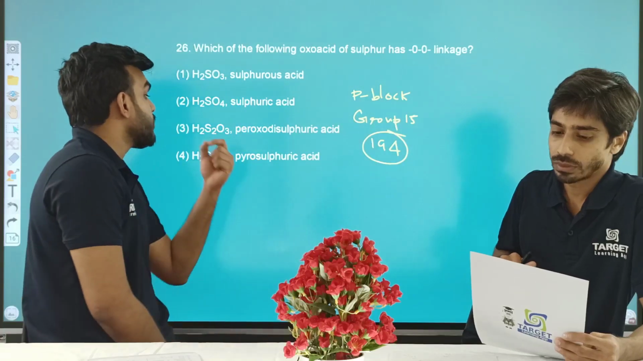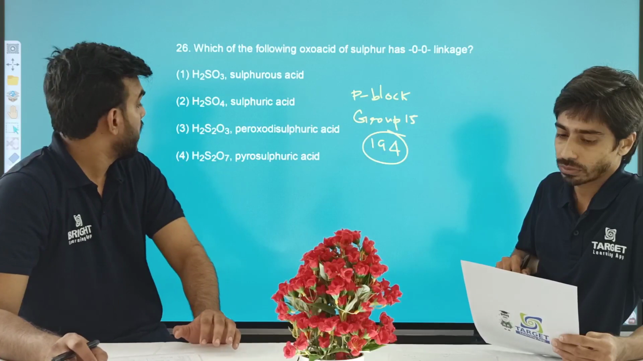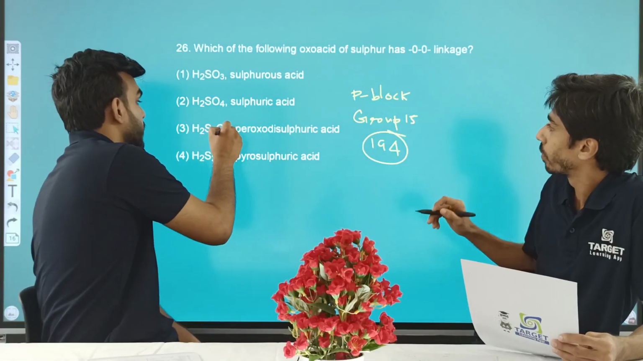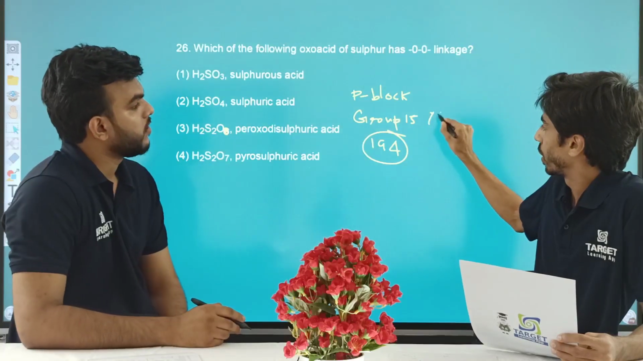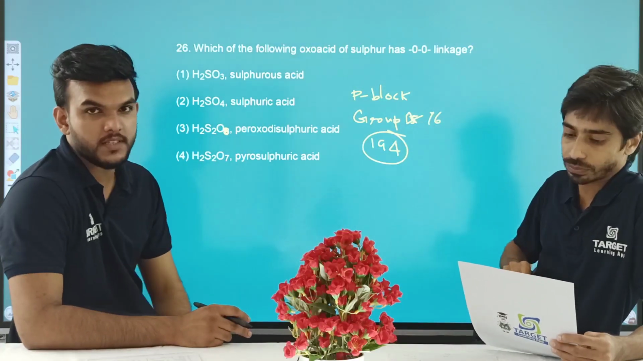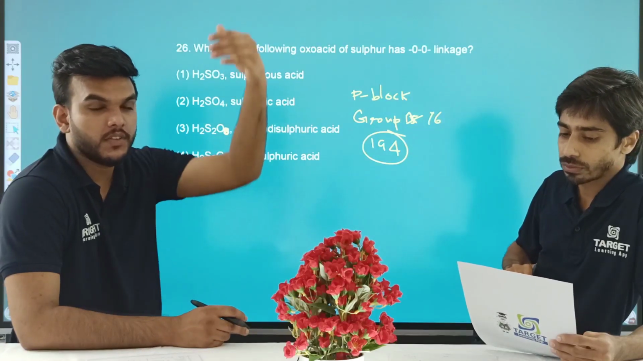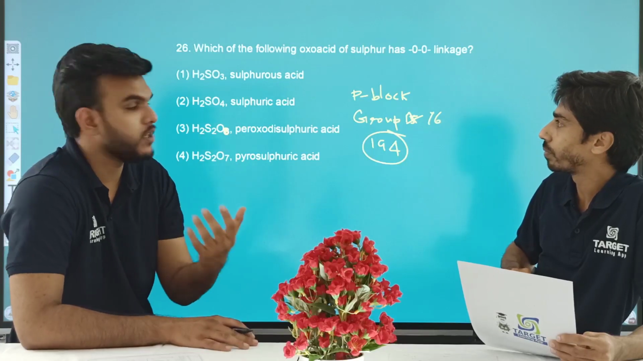You can see here H2S2O7. Sorry, this is H2S2O8. Yeah, this is H2S2O8, and it will be in group 16, oxygen and sulfur. Okay, fine, that is not group 15, it is group 16. The chalcogens we are using here.